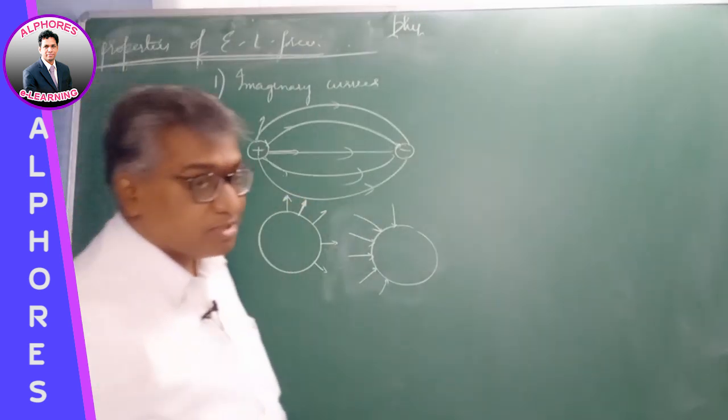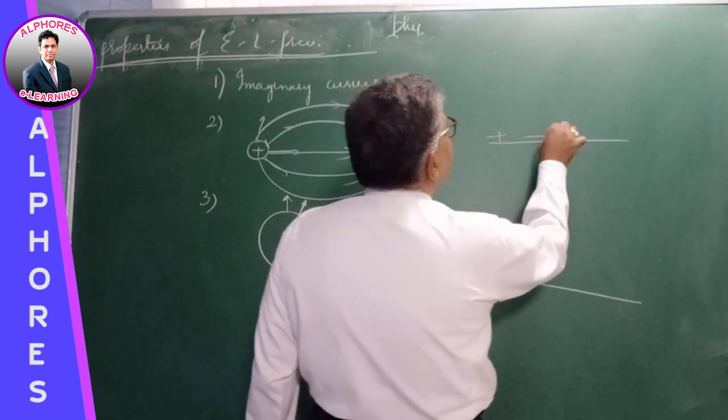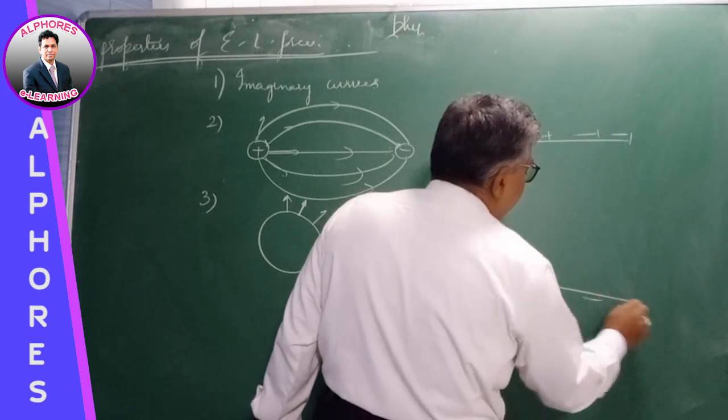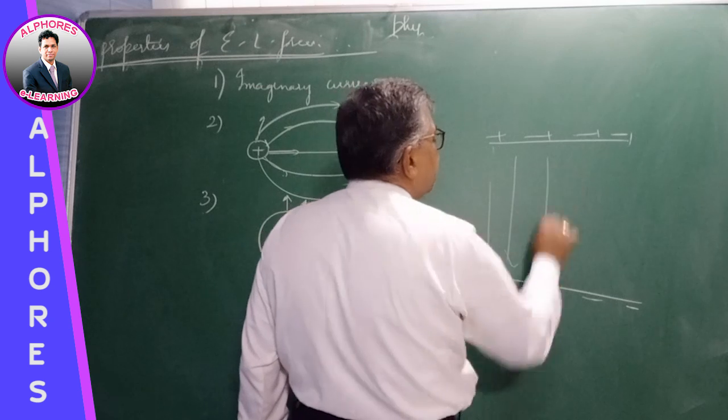Now based on this, there was a beautiful question asked in one of the entrance examinations. There is an electric field produced by capacitor plates, a uniform electric field. So the lines of force are like this, plus to minus.